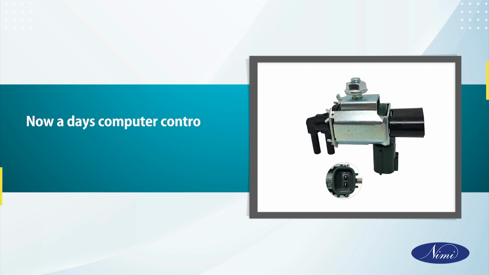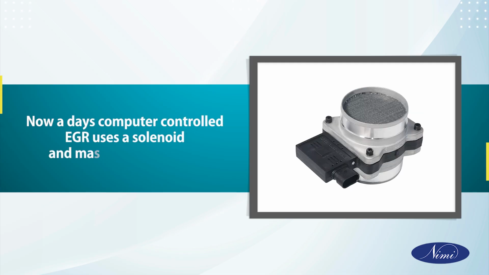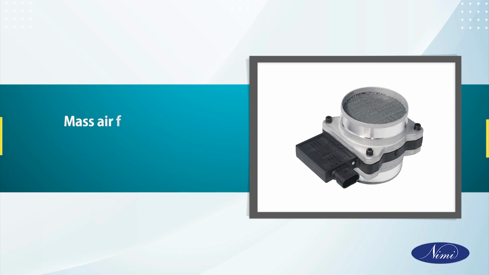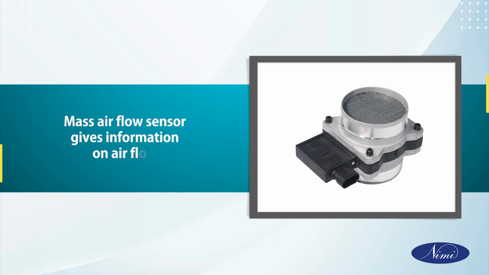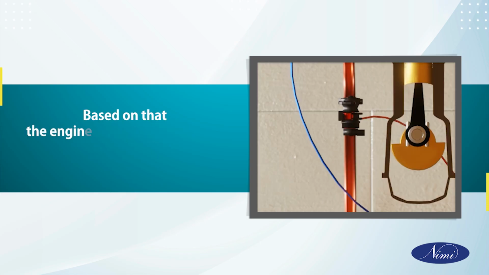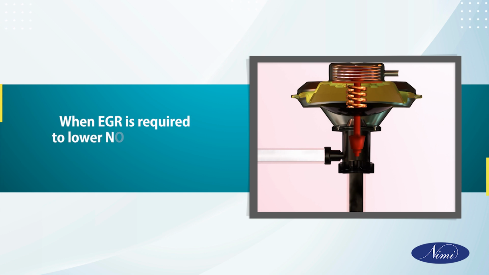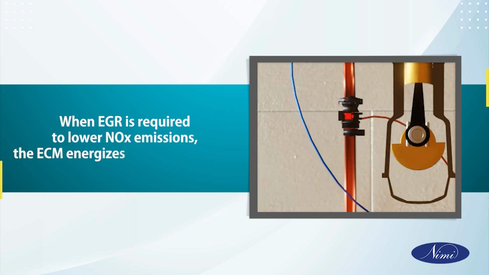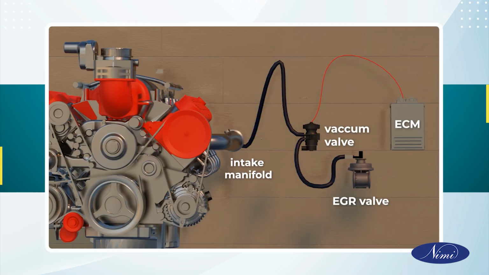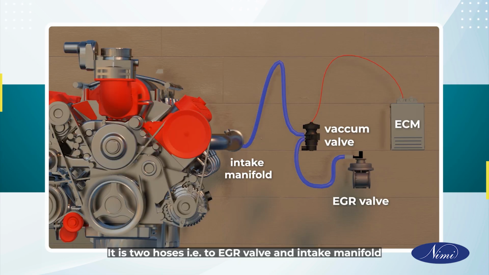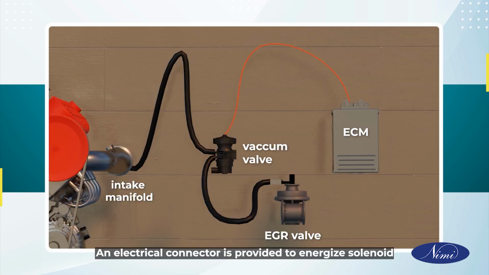Nowadays, computer-controlled EGR uses a solenoid and mass airflow sensor. Mass airflow sensor gives information on airflow. Based on that, the engine control unit operates the vacuum valve which controls the EGR. Solenoid. When EGR is required to lower NOx emissions, the ECM energizes the vacuum valve. It has two hoses, that is, to the EGR valve and the intake manifold. An electrical connector is provided to energize the solenoid.